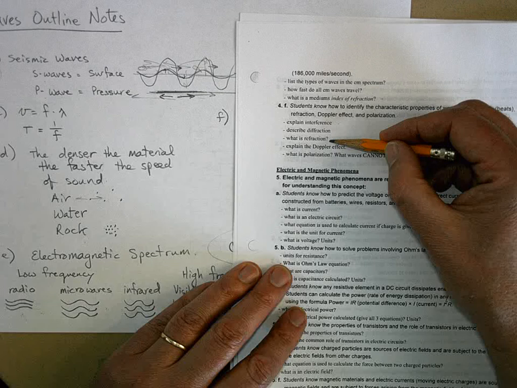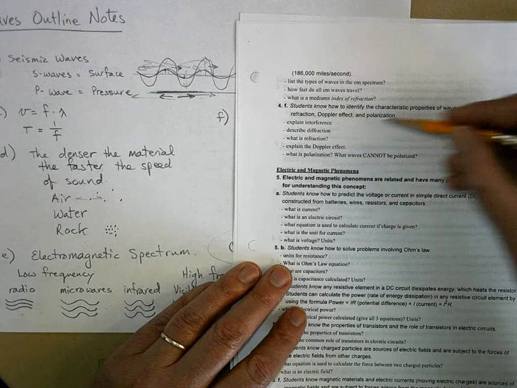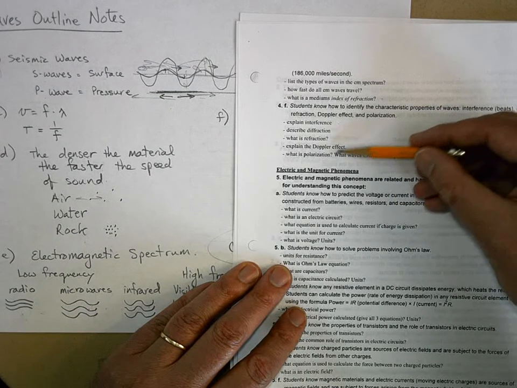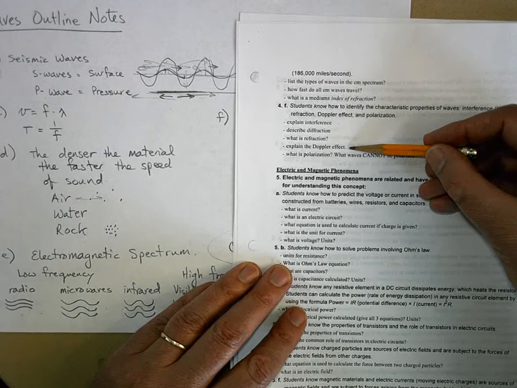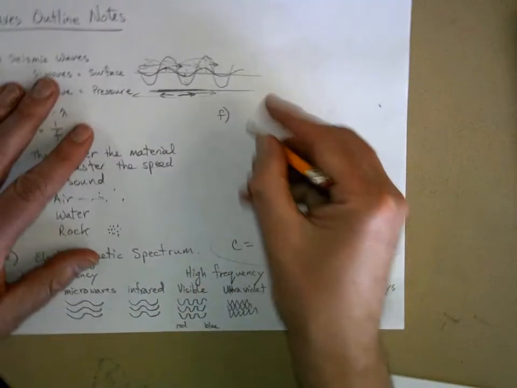Refraction, that's the bending of waves because it's changing mediums and the wave is slowing down or speeding up. But I want to talk about these last two things, the Doppler effect and polarization. Let's talk about the Doppler effect.